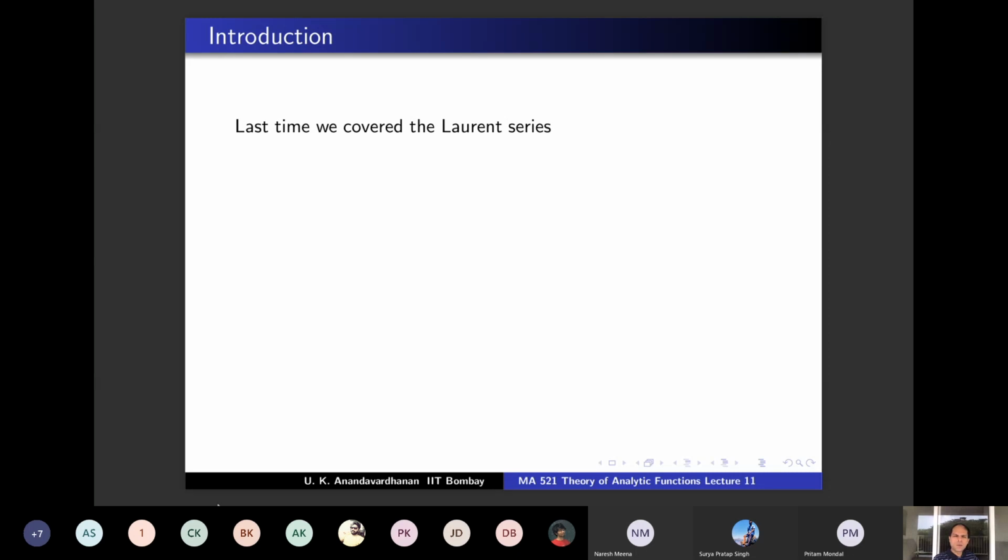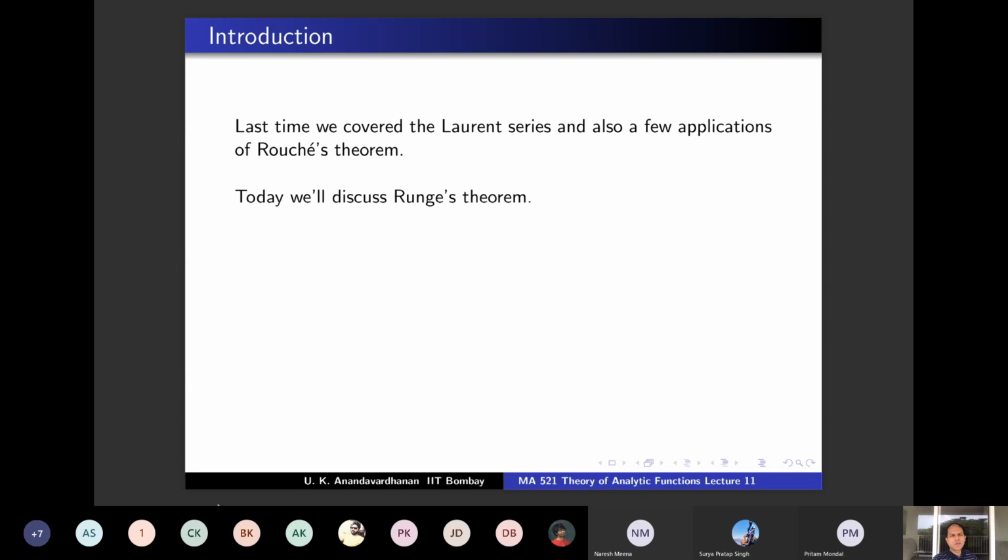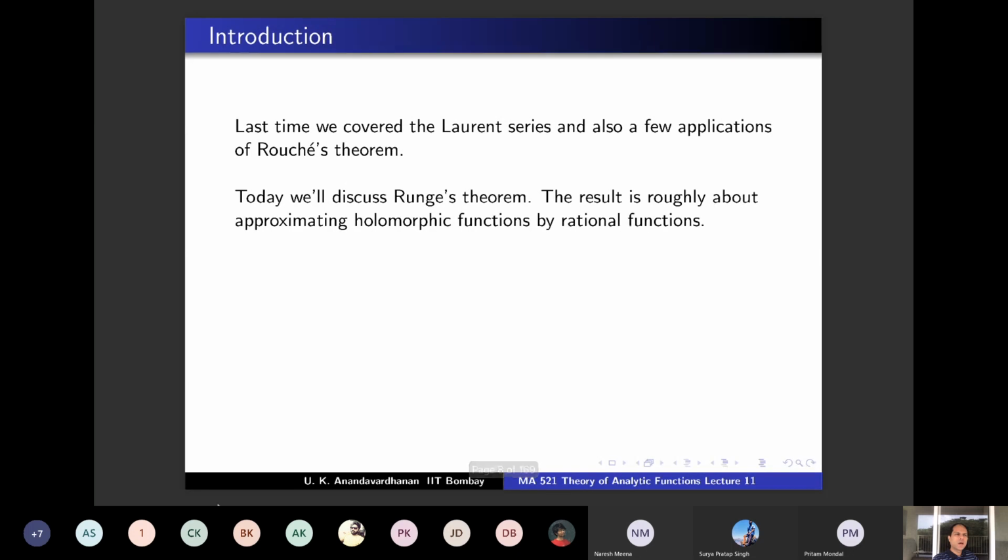Okay, so we have seen it the very last time, Laurent series. And we also saw a few applications of Riesz's theorem. We did FTA and OMT using Riesz's theorem. Today we will discuss Runge's theorem. A few words, since it's an important result. The result is roughly about approximating holomorphic functions via rational functions.